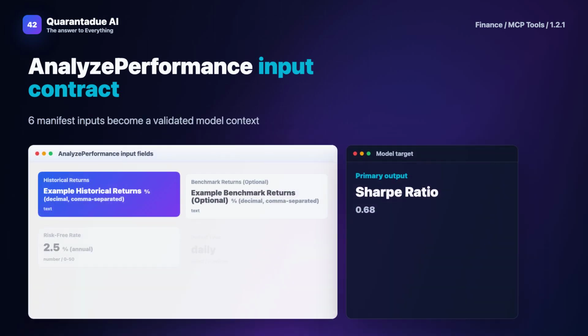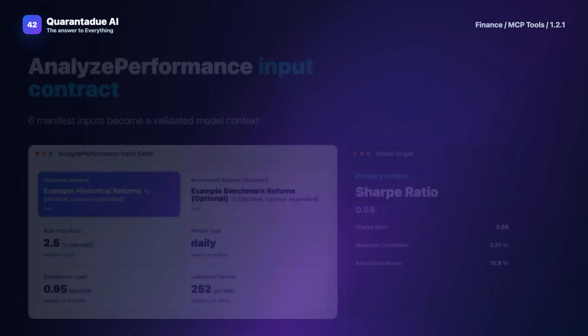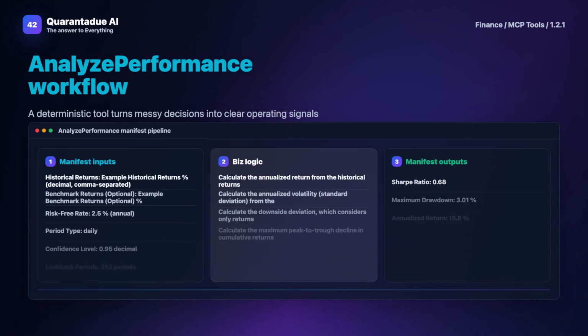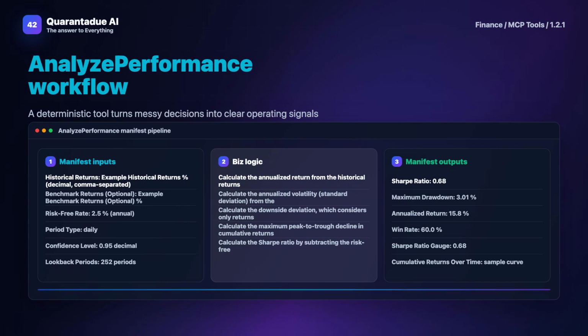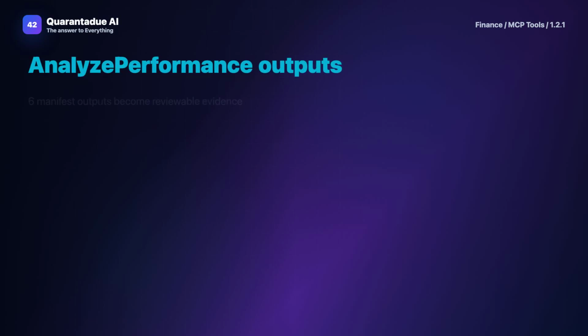The workflow then applies calculations: calculate the annualized return from the historical returns based on the specified period type, e.g., daily, monthly. Calculate the annualized volatility, or standard deviation, from the historical returns based on the period type. Calculate the downside deviation, which considers only returns below a target, e.g., risk-free rate or zero, for the Sortino ratio.